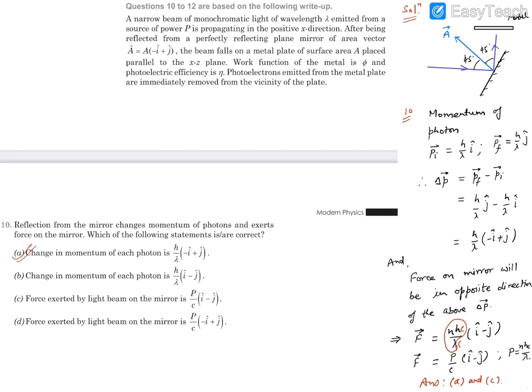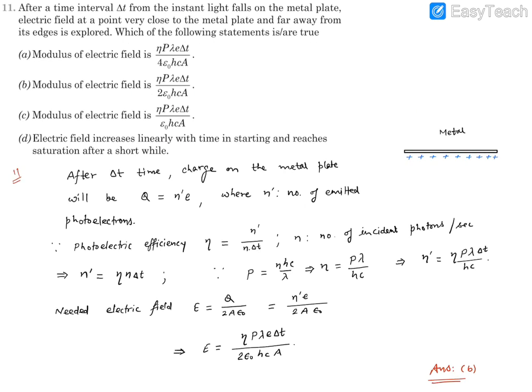That's called power. So we can write this as power divided by c, which is the speed of light, (i cap minus j cap). So you'll find the net force is going to be P by C times (i cap minus j cap), which is option C. So option C will be marked. So A and C are correct for this 10th problem. Let's move towards the 11th problem.